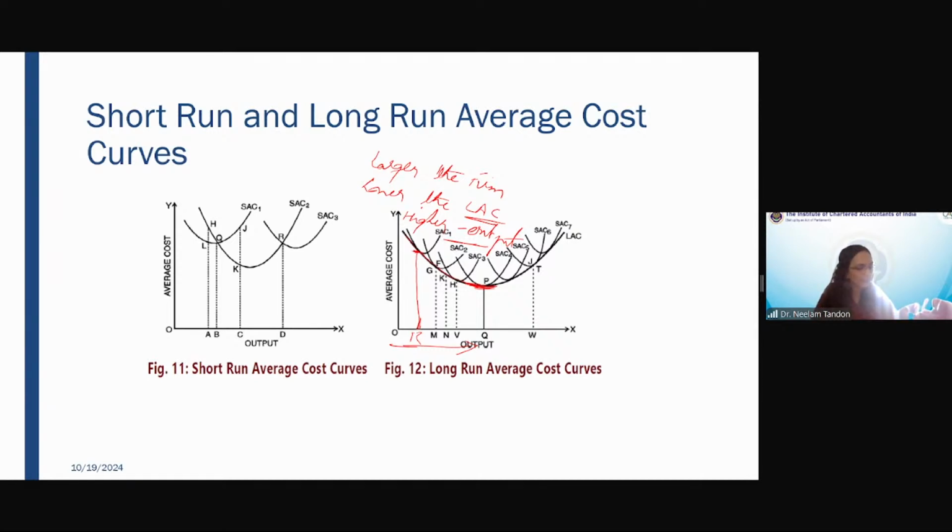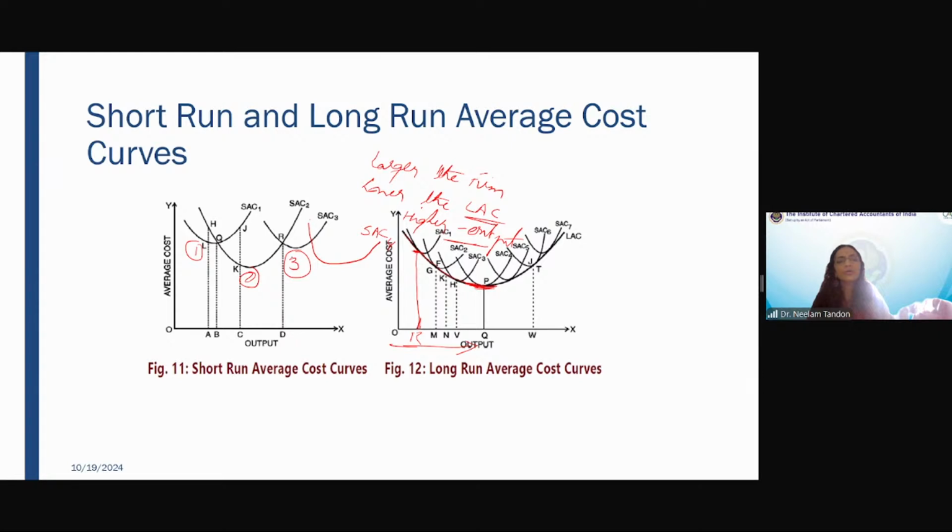And how did you get this? This point, how did you reach this point OQ? You have reached it because of the short term: one plant, second plant, third plant, fourth plant. So this is about going further. If you go here further, this is SAC4.